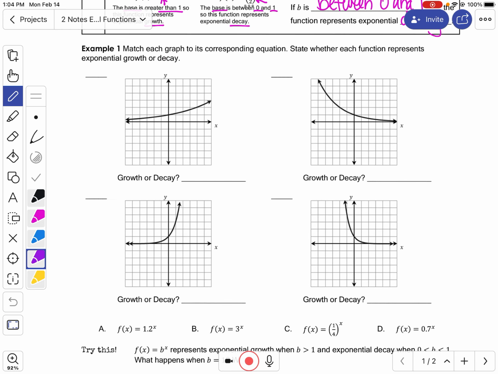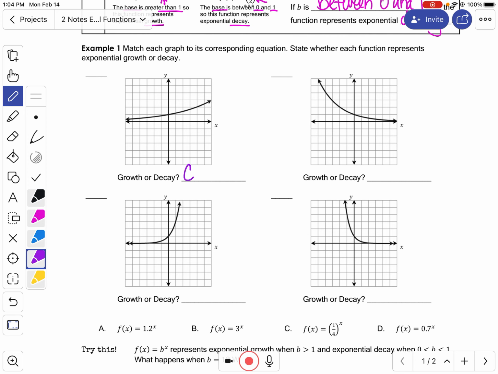Looking at the first one, I'm going to see if it's a growth or a decay. Notice this is a growth on the graph, because it's increasing from left to right. Always read it from left to right. The second one is a decay because it's decreasing from left to right. The next one would be a growth, and the last one would be a decay. Again, by looking at the graph, you're reading it from left to right. If it's going up, it's a growth. Going down, it's a decay.